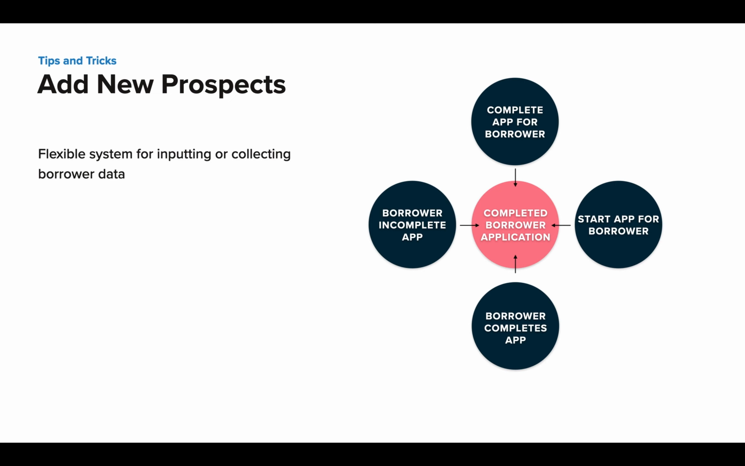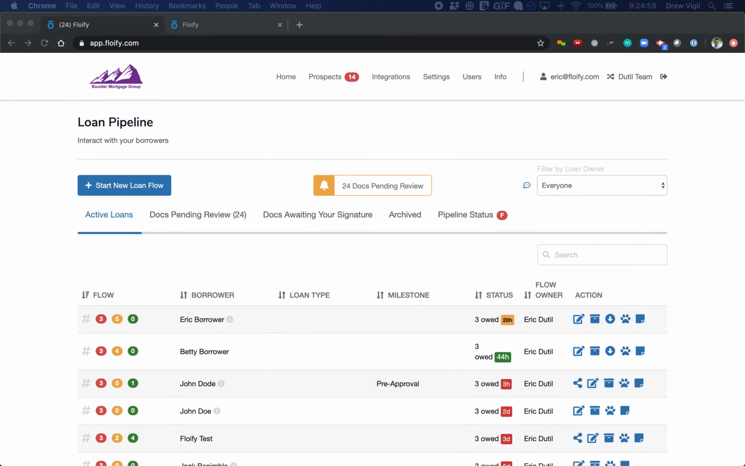A borrower can start an application but leave it incomplete. You can then complete the application in Floify and convert the prospect to a live loan flow for document collection. Or you can simply send the borrower a personal invitation to start the application online. Let's go through each of these. The first one is completing the application for the borrower.